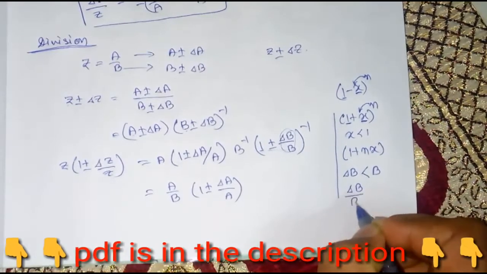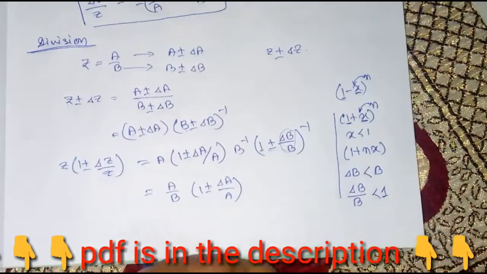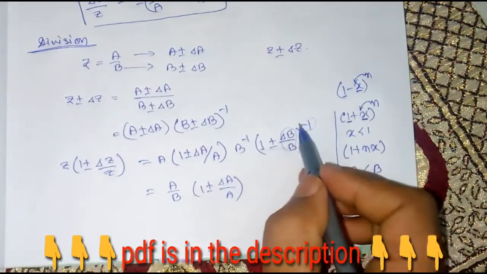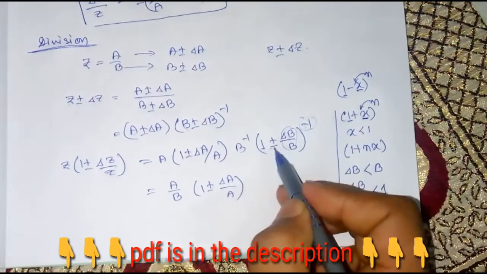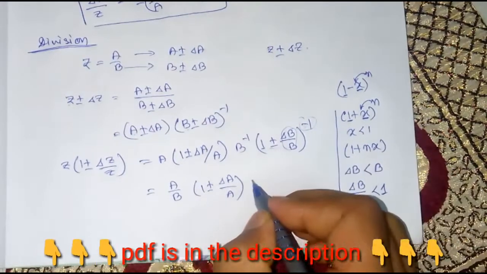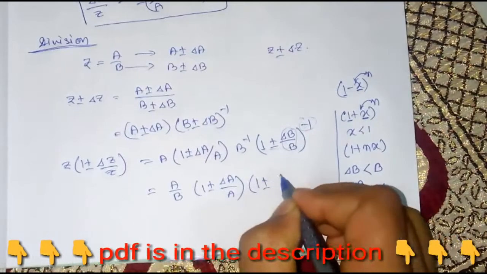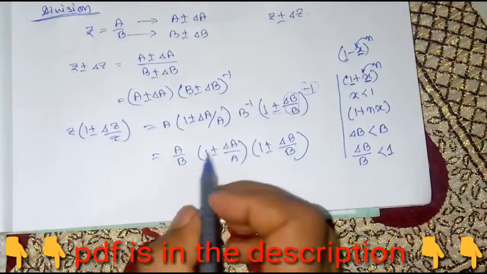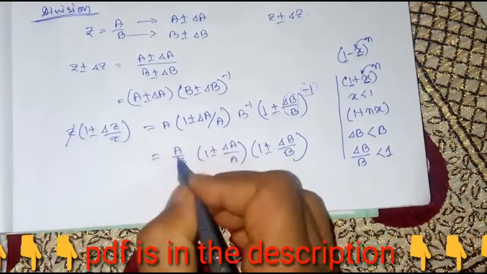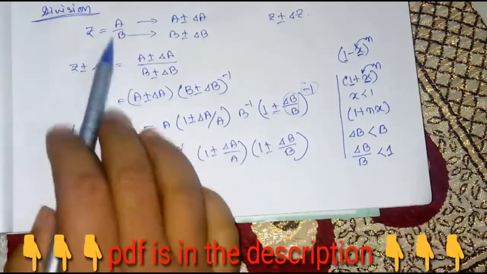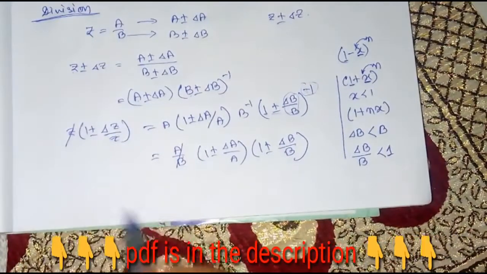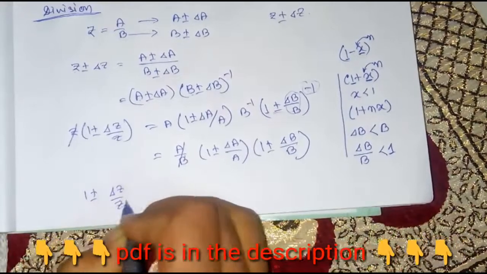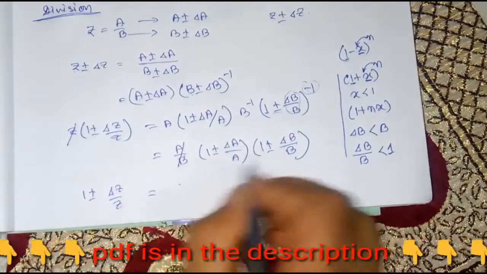So these terms will be less than 1. So we can take this term in front of this. So minus 1, if we multiply plus minus, it will be the same as plus minus. So 1 plus minus delta b by b, same. So a by b cancels out, since z equals a by b, we know that here z equals a by b. So the value comes 1 plus minus delta z by z.